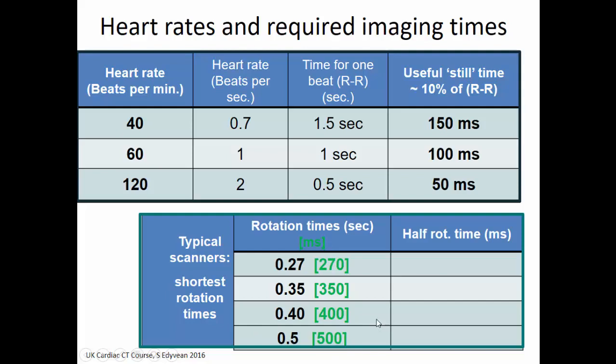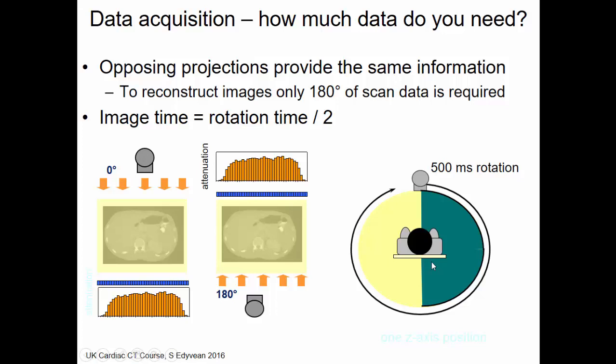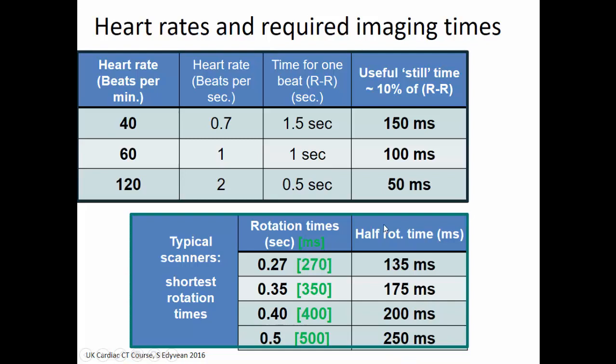I talked about the half rotation time before with the opposing projections, so I won't stop on this one. I already talked to you about that. But we can halve our rotation time and say that's going to be our imaging time. This is our half rotation imaging time, but we're still actually not doing very well, apart from maybe this one, when we're trying to get our useful still time in the cardiac cycle. So our 10% of our R to R interval.